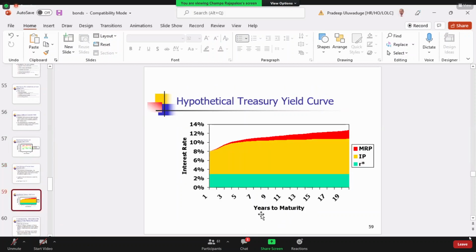So years to maturity is on the horizontal axis, interest rate on the vertical axis. The green portion indicates the real interest rate. The yellow section shows the inflation premium and the red section shows the maturity risk premium, so it increases as the bond's maturity is longer.